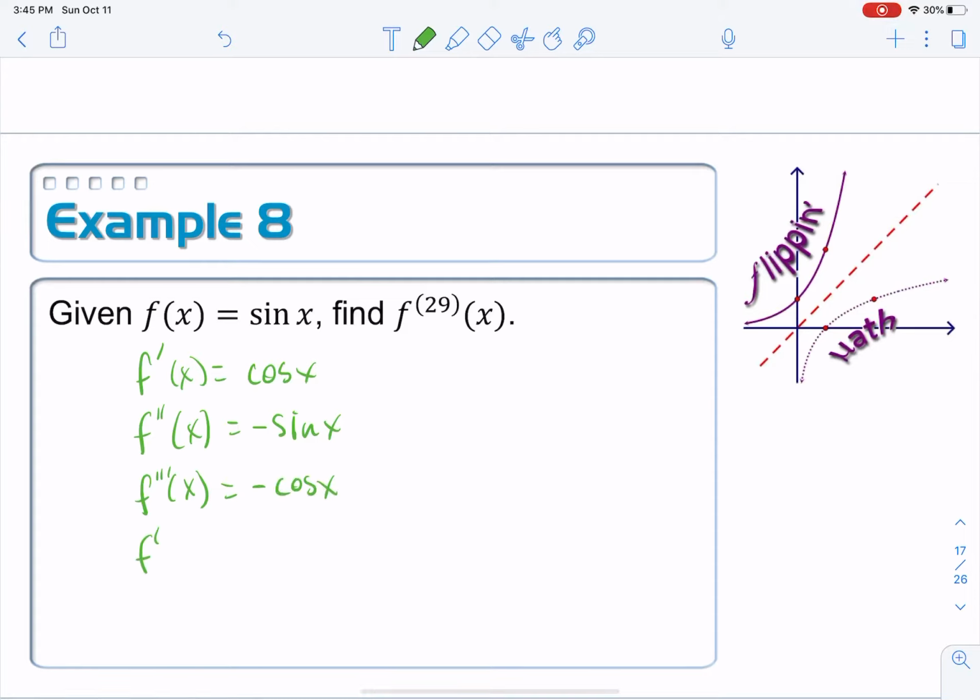And then the fourth derivative, remember, 4 and everything beyond, you put in parentheses up here as a superscript. It's negative negative sine, which makes a positive sine. And notice that we're back to the beginning again. You can keep going with this if you don't believe me. I mean, the next one that we're going to do right here, the fifth derivative, it's going to be the same thing as just cosine, the first derivative.